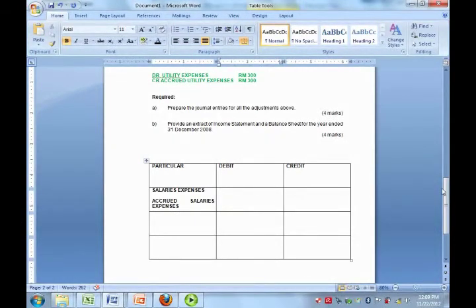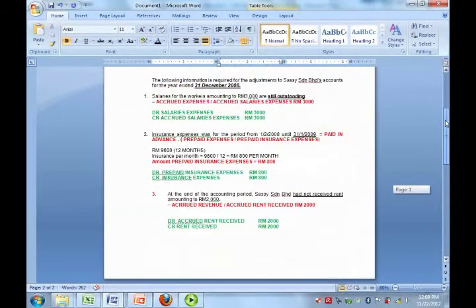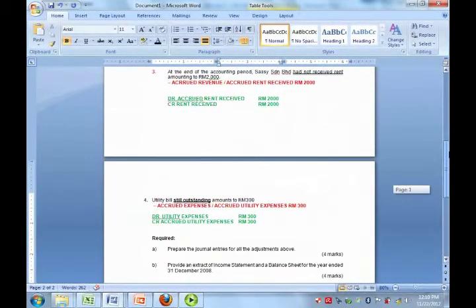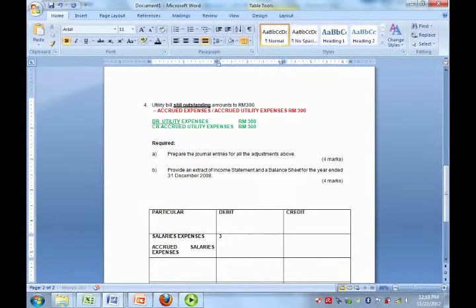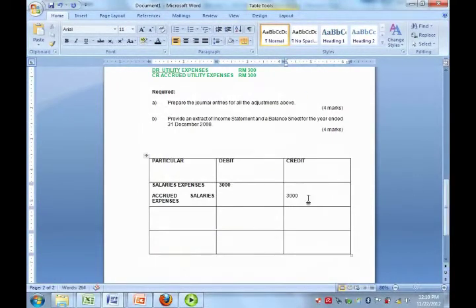So just now, did you debit or credit salary expenses, class? Debit, right? Debit how much, class? 3,000. Then automatically your accrued 3,000 we put at the credit side. We put it at the same level with the accrued, right? Alright, next.